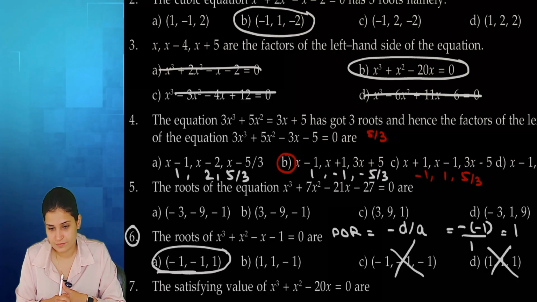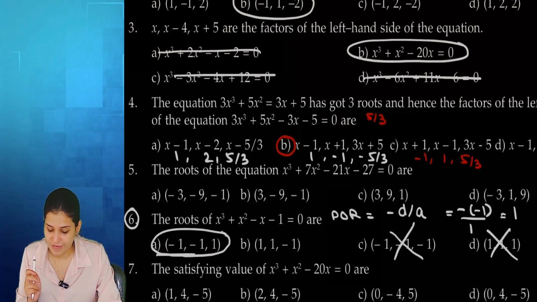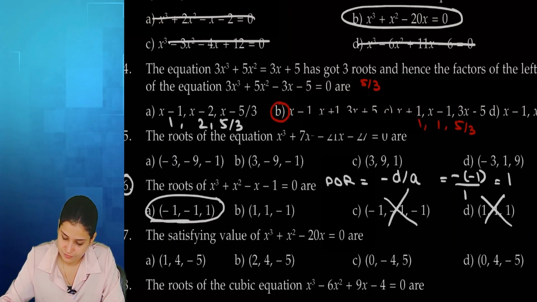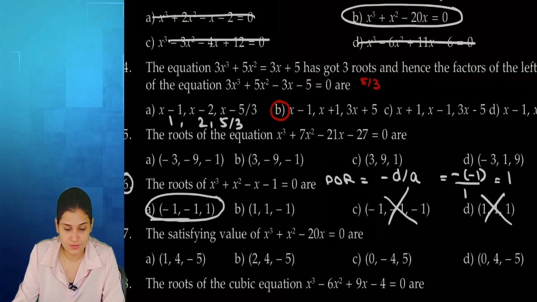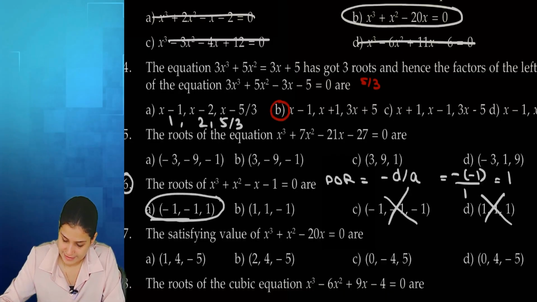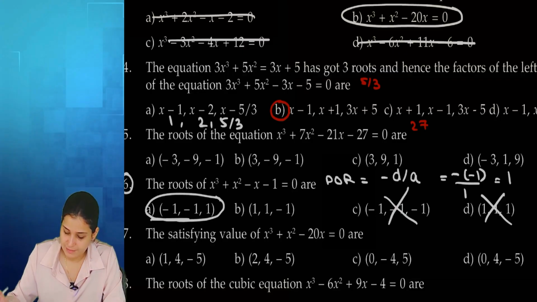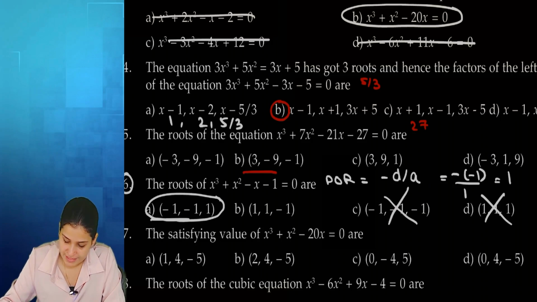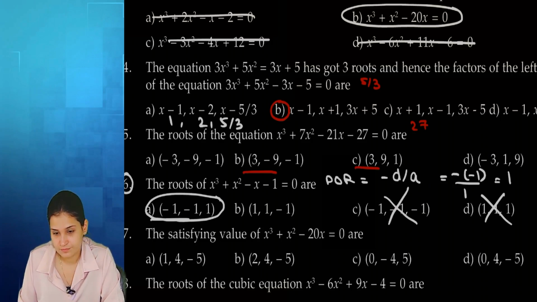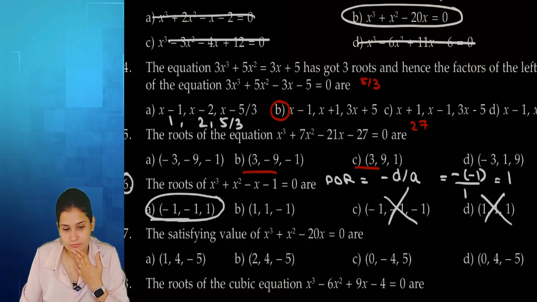Yes, ma'am. In question number 5, what will be the product of the roots? 27. Now you see which one when multiplied will give you 27. It gives you both B and C, I guess. Yes, ma'am. Now you do trial and error.